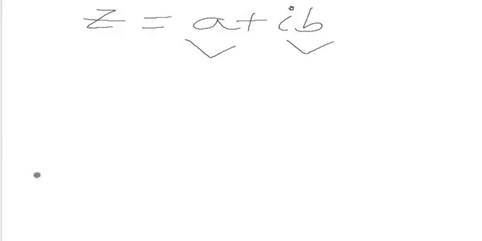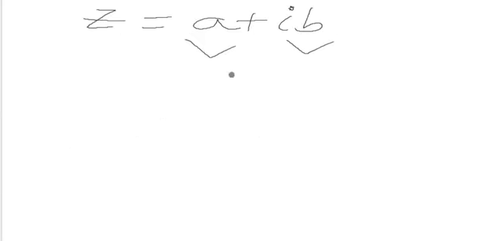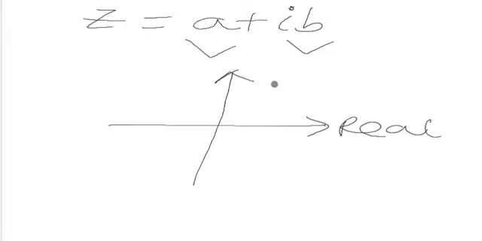Now we can also represent complex numbers on the Cartesian plane. A complex number usually takes this form: z equals a plus ib, where a is the real part and b is the imaginary part. To represent numbers on the Cartesian plane, we've been dealing with the real number system. But for complex numbers, the x-axis will be the real part and the y-axis will be the imaginary part.